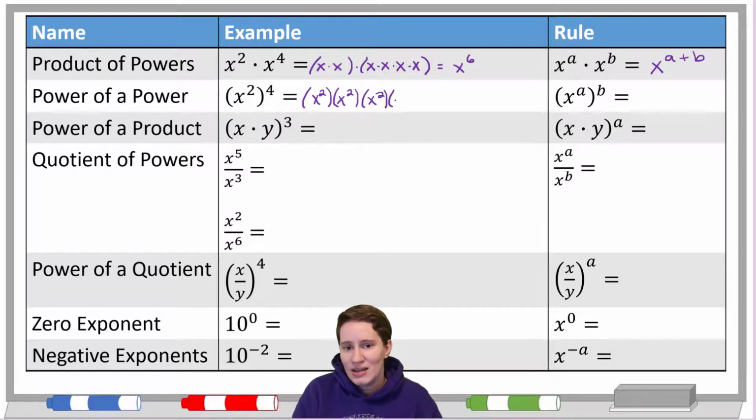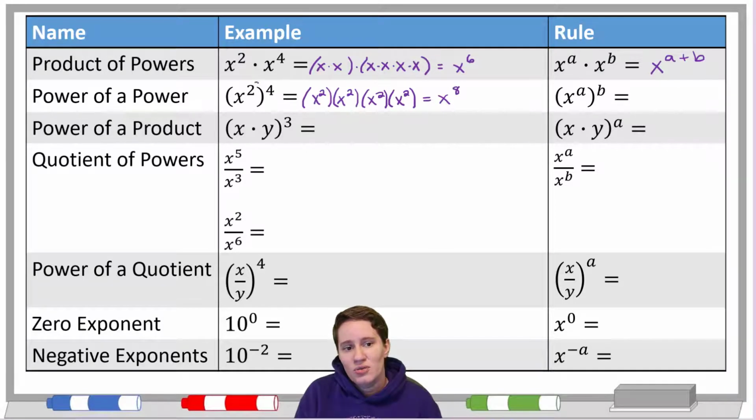But if I write it this way, as x squared 4 times, I no longer have it raised to the fourth power. Now I can think of it as, well, how many x's do I have? Okay, I have 2 x's, and then 2 more x's, and then 2 more x's, and then 2 more x's. How many x's do I have? I have 8. Now I could have gone a step further and written each of these x squareds out as x times x, right? So what's happening here is this is really x to the 8th.